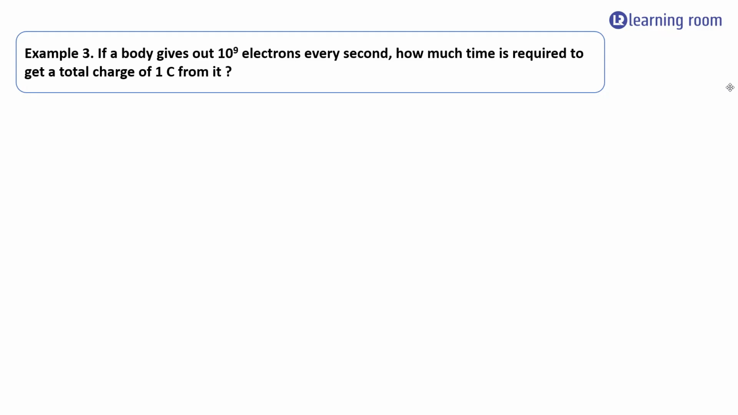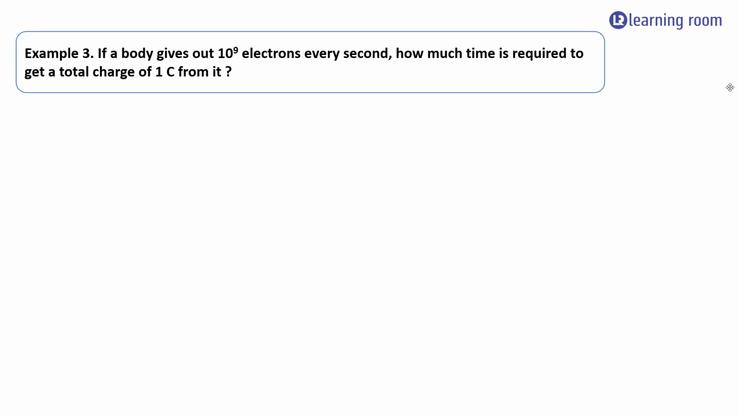What is the answer for this? If a body gives out 10 power 9 electrons every second, how much time is required to get a total charge of 1 coulomb from it? So how to proceed? If an object releases 10 power 9 electrons every second, so how to proceed? Tell me.